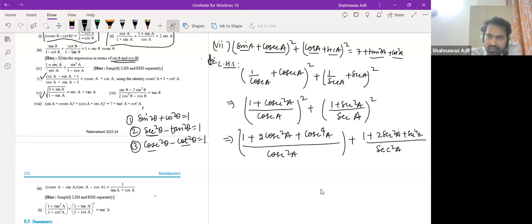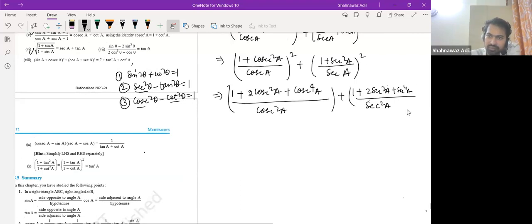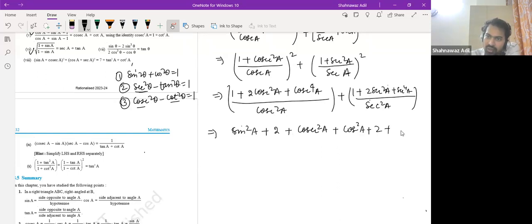So this is 1 by cosec square, which is sine square. So let us write it like that. And then we have 2, and then we have cosec square. And then we have cos square, and then 2, and then sec square. Am I correct, guys? Yes, Shaima, you tell, because everyone's mic is not working. So is this correct, Shaima?